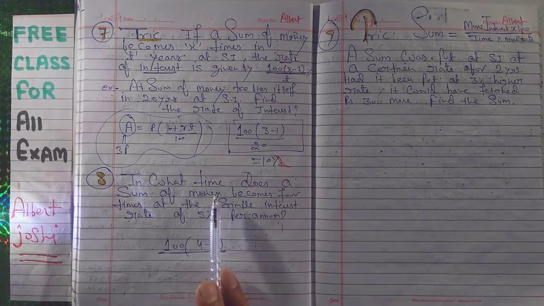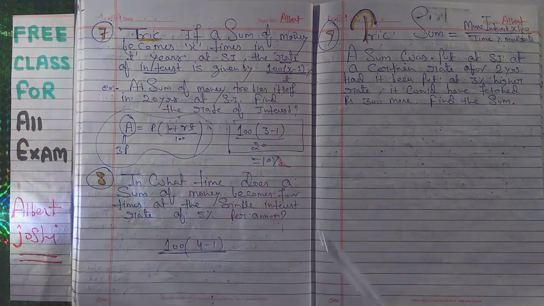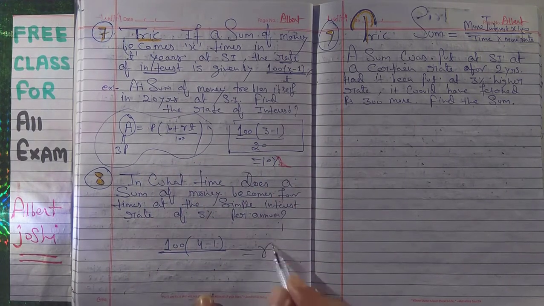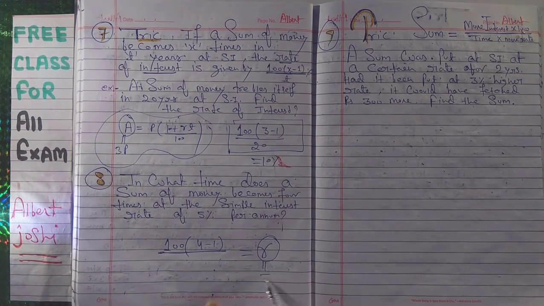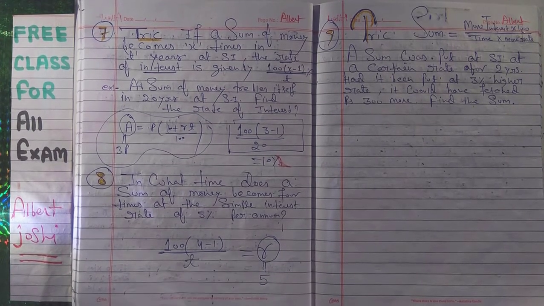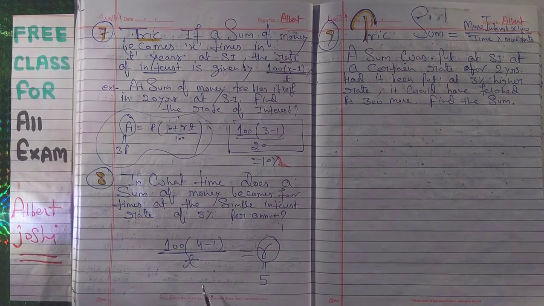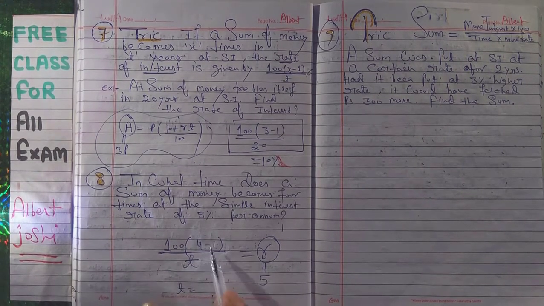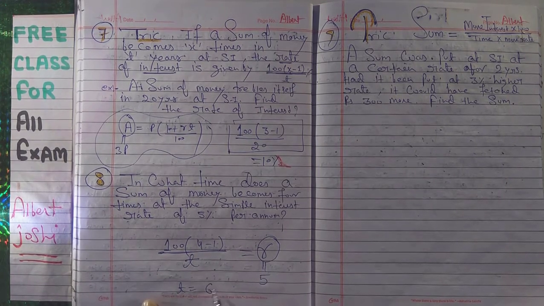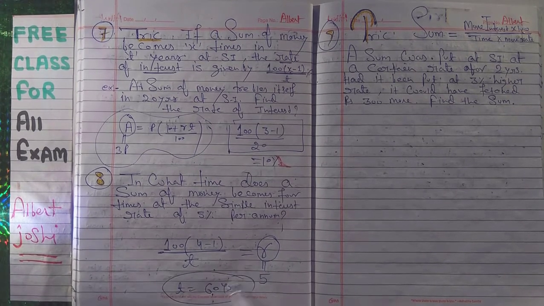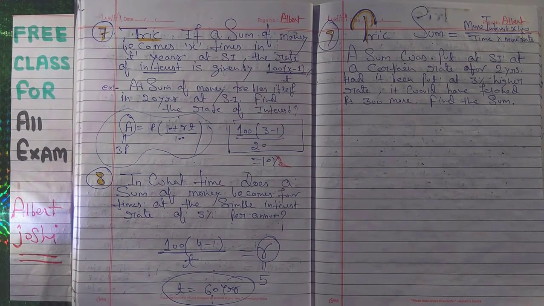Now you have to think: the rate of interest given is your R. He has given us R as 5, and T he is asking, so now you can calculate T. Your T will be 60 years in this condition, because 4 minus 1 is equal to 3. So 300 upon 5, that is 60 years. Very simple.